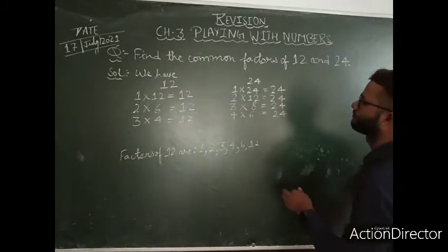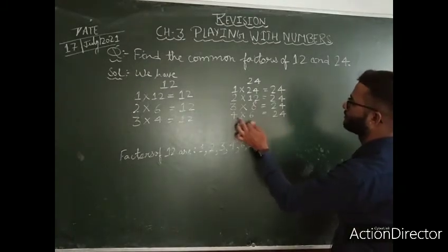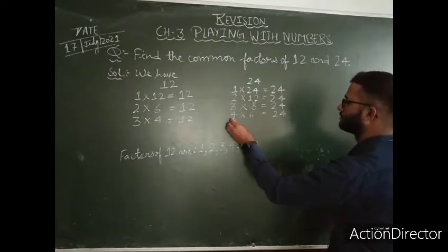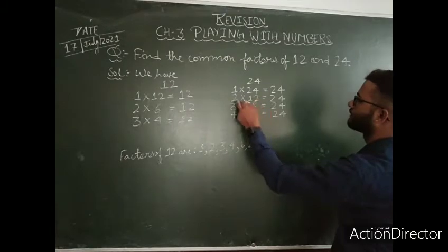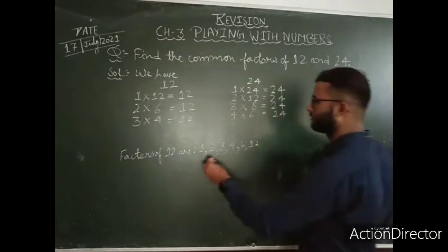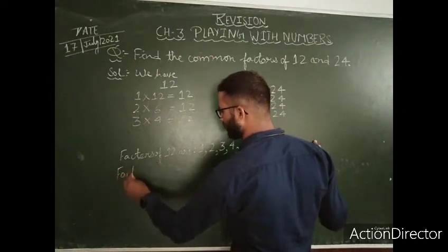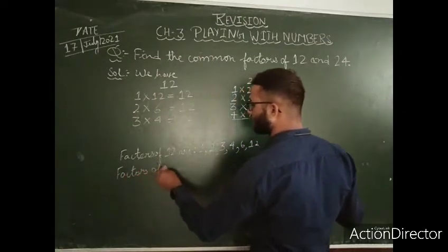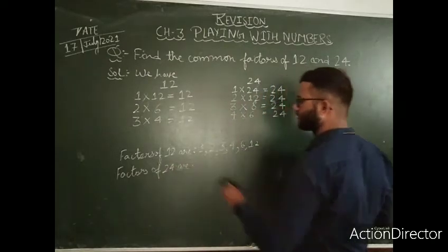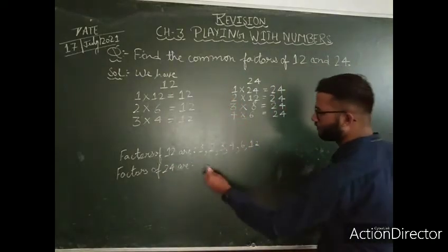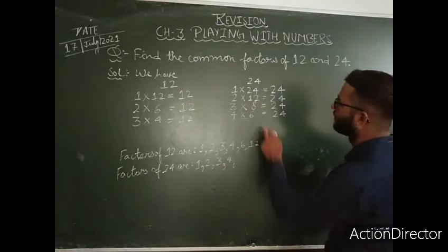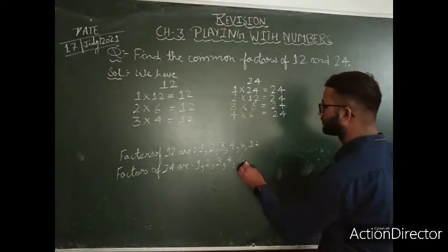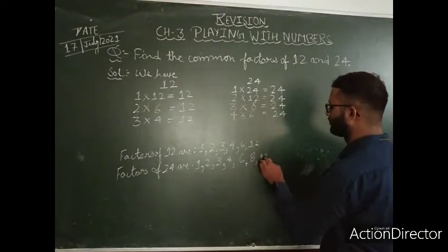Now next, 24 does not come in the table of 5 but in 6. So here we do not repeat the factors again and again. So here 6 4s are 24, 8 3s are 24, 12 2s are 24, 24 1s are 24. So here we write the factors of 24 are 1, 2, 3, 4, 6, 8, 12, 24.